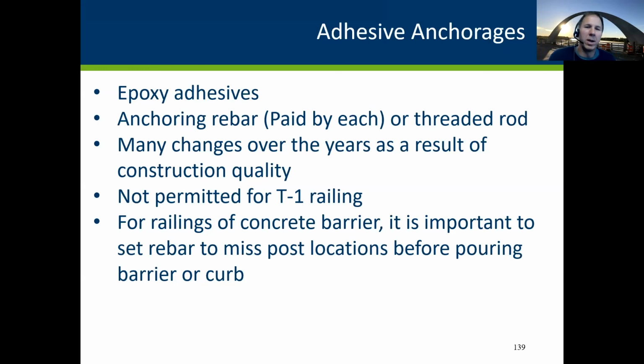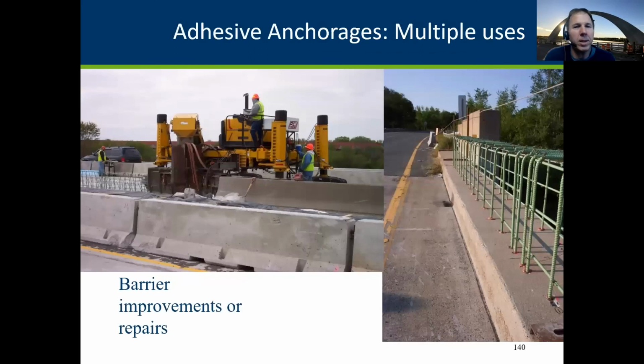So for railings of concrete barrier, we want to set the rebar to miss the post locations before pouring the barrier curb. There's many uses for anchored rebar, not just the threaded anchors. A lot of times we'll replace a barrier on a bridge with something that meets current standards. So that would be epoxy coated rebar that's anchored.